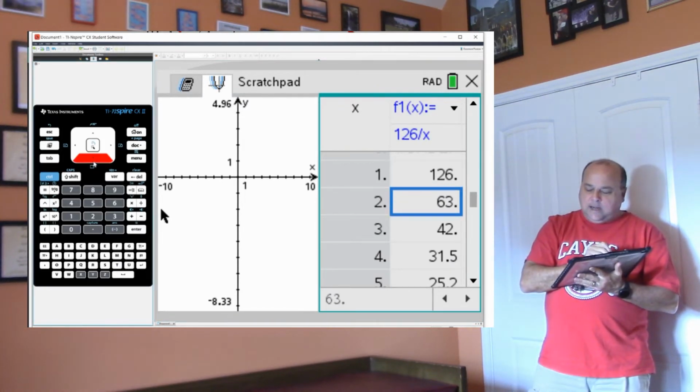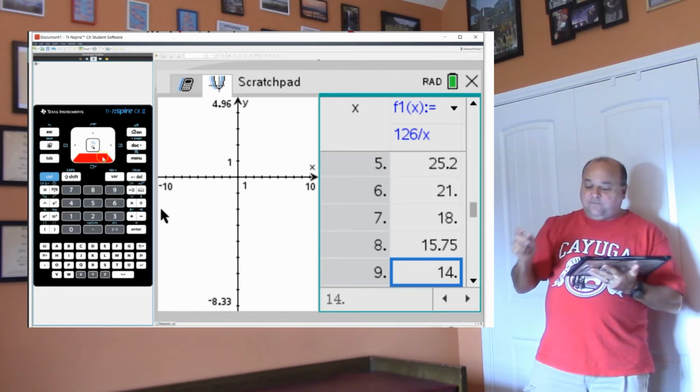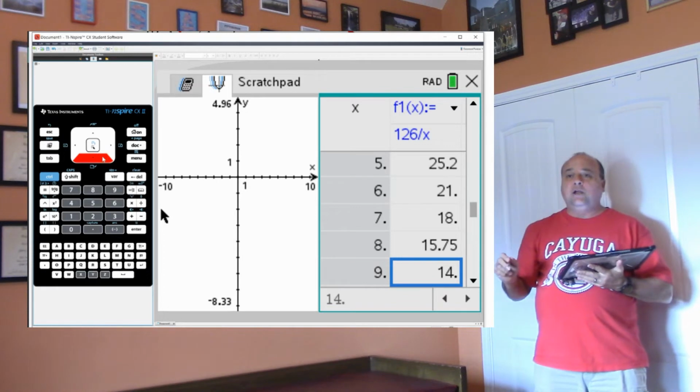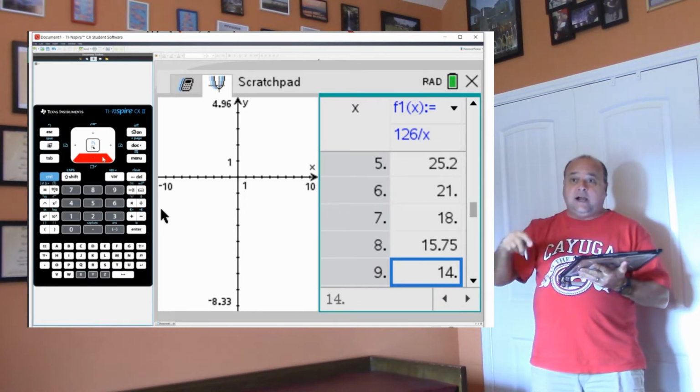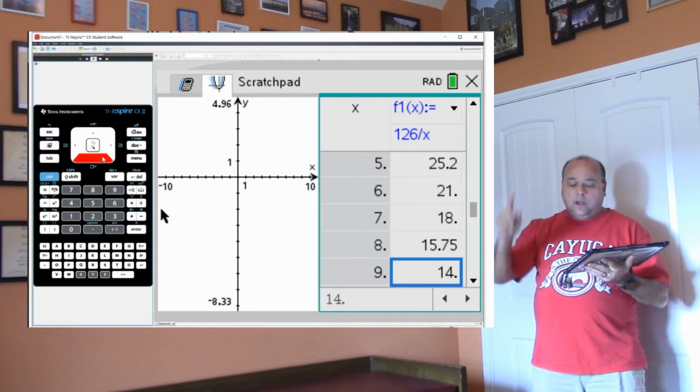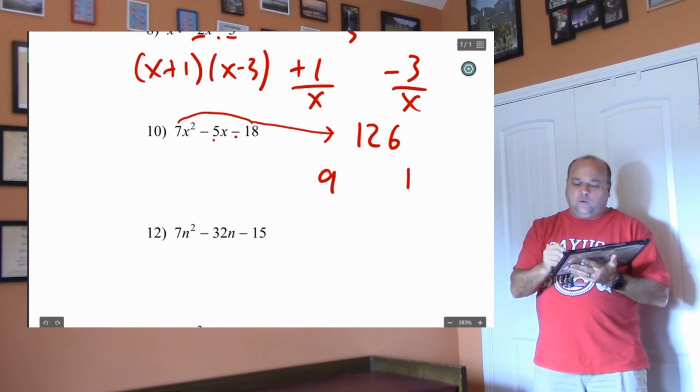So I'm going to keep going down. Subtract and get 5. 9 and 14. So 9 and 14 work, don't they? You just keep going down that table until the x and y subtract and give you, or add and give you what you want. So 14 minus 9 is 5. So I'm going to go back to here, put 9 and 14.